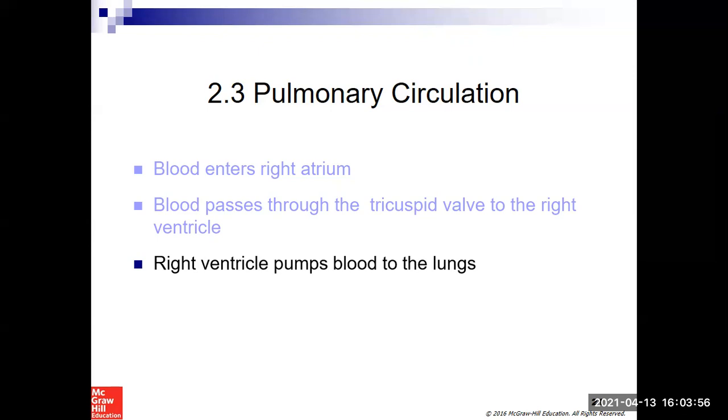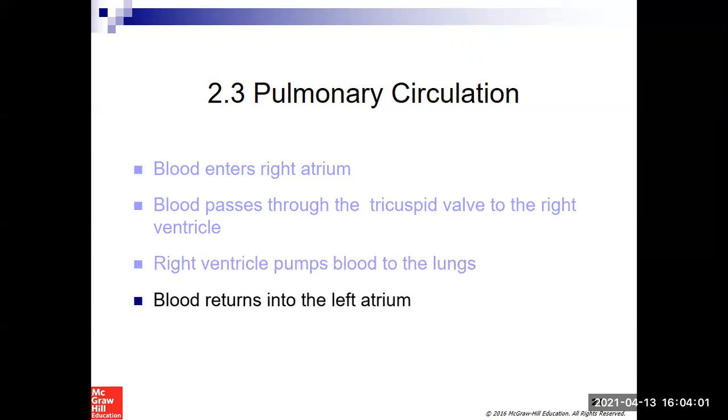Remember, your ventricles are your pumps, okay? Your ventricles are your pumps. And then the blood returns into the left atrium. It returns. That means it has gone already to the lungs. And when it's ready to return, that first deposit is the left atrium.